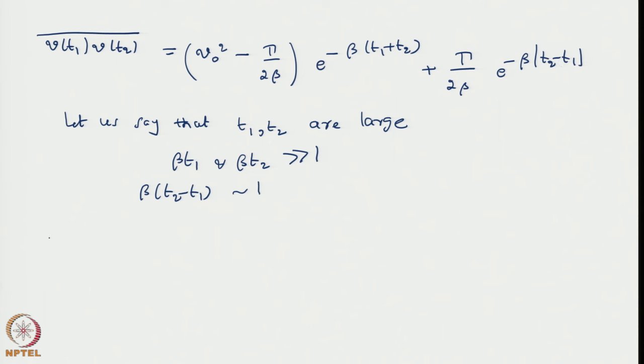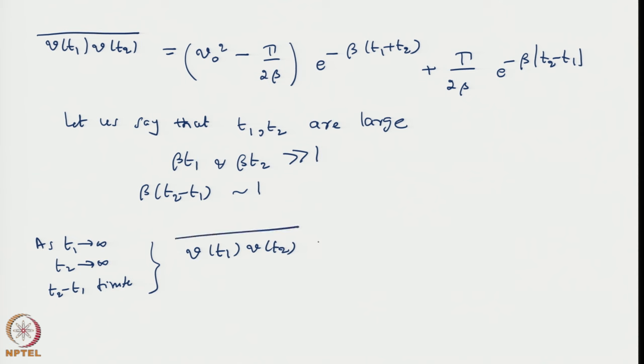So, under this assumption, as T1 tends to infinity, T2 tends to infinity, but T2 minus T1 is finite, we have the autocorrelation function V(T1) V(T2) bar equal to gamma by 2 beta e to the power minus beta mod (T2 minus T1). It is a very important result that the velocity autocorrelation function is finite. It is an exponentially decaying function.